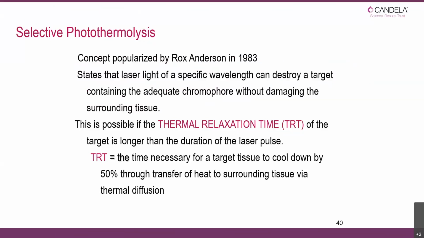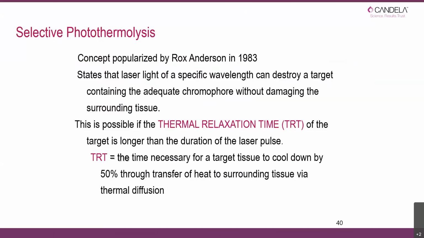Initially discussed by Rox Anderson back in 1983. And in essence, he says that a laser light of a specific wavelength can destroy a target containing the adequate chromophore, or color, without damaging the surrounding tissue. So what's happening here is the majority of that laser light is being absorbed into whatever our target might be, and less of that laser light is being absorbed into the surrounding tissue, depending on what it is our target might be. And this is done partly by looking at what's called the thermal relaxation time.